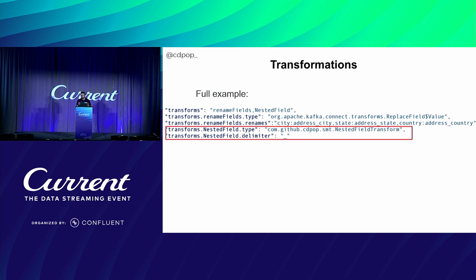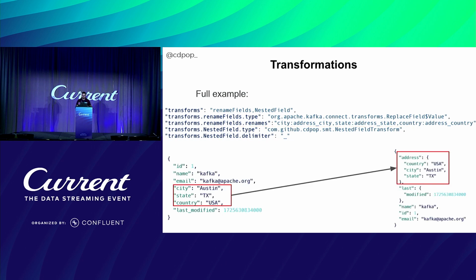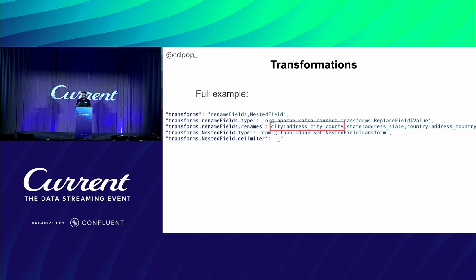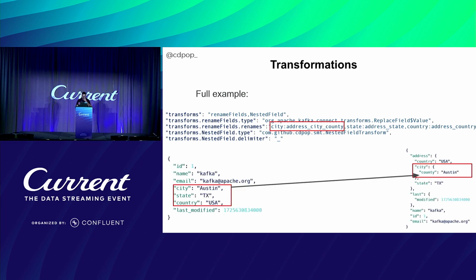Afterwards, I also made sure I defined my custom SMT with a delimiter in there. And this is what actually allows you to get the data from the left-hand side to be produced with the data on the right-hand side, where you actually have the nested structure. And this SMT actually will work recursively, so it'll go as many layers as you want down the tree. So for example, in this, I have a city that was renamed to address_city_county. And as you can tell on the right-hand side, instead of having city and having Austin, now it's city and then county and then Austin.